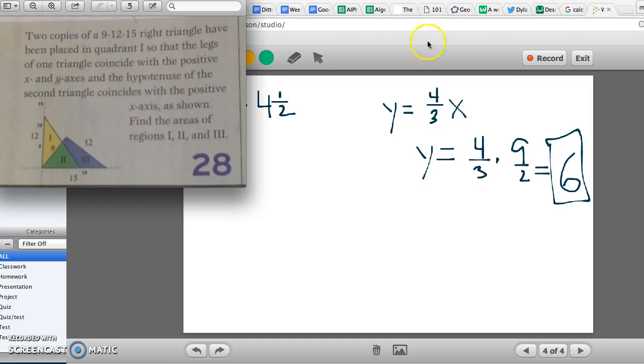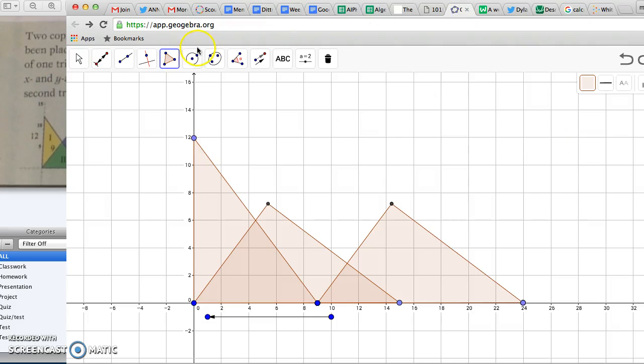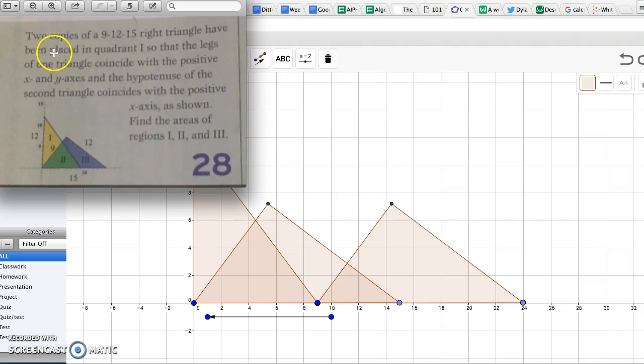Oh my gosh, this is take 3 on this problem. This is a tough problem, but I'm going to do it real fast.